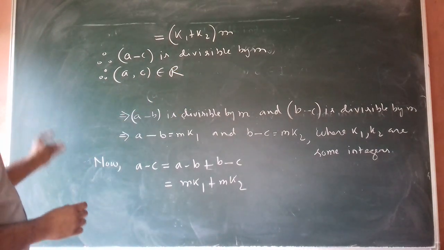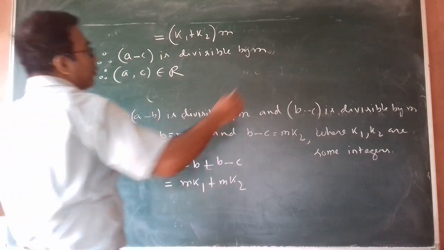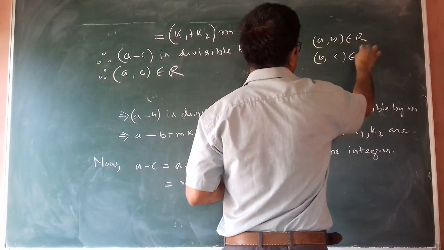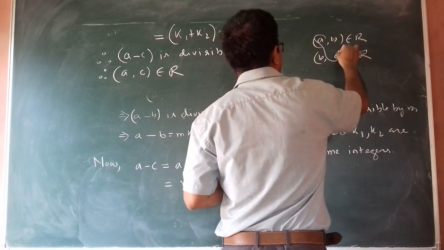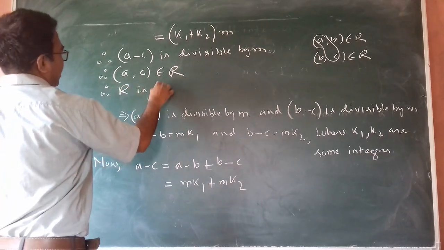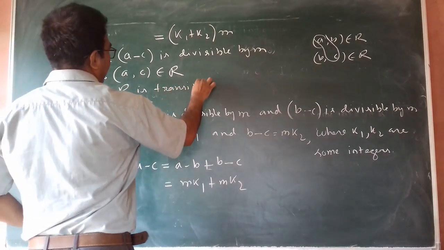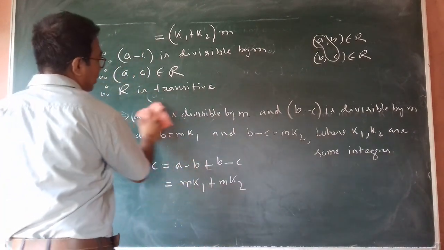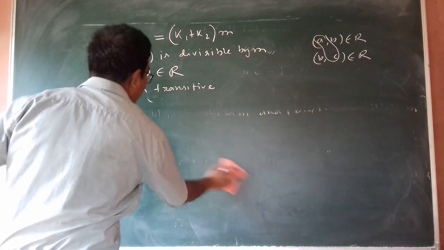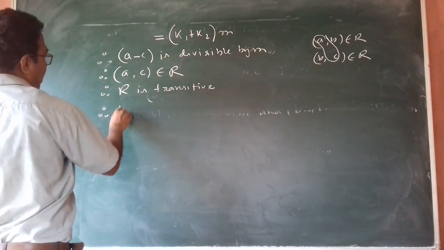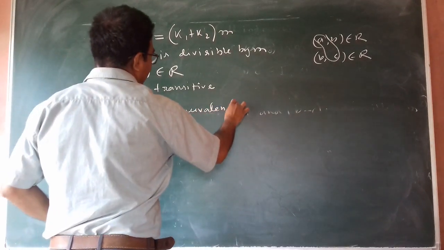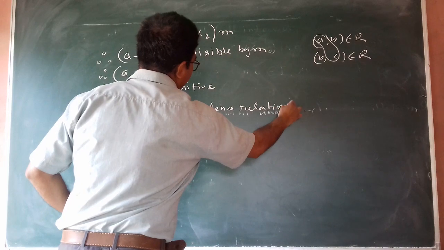So we see that (a, b) belongs to R and (b, c) also belongs to R. By supposing this, we are able to show that (a, c) belongs to R. Therefore, R is transitive. As all three conditions, reflexivity, symmetry and transitivity, are satisfied, we can conclude that R is an equivalence relation.